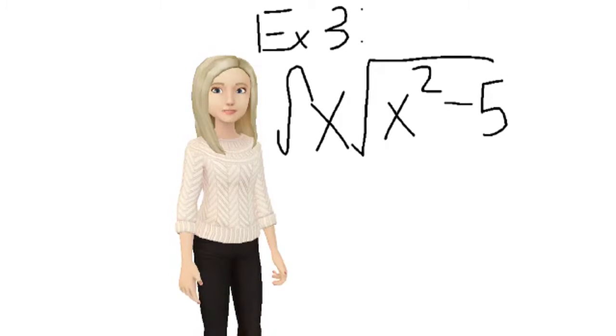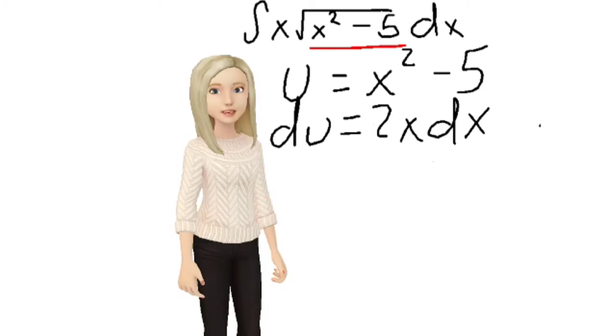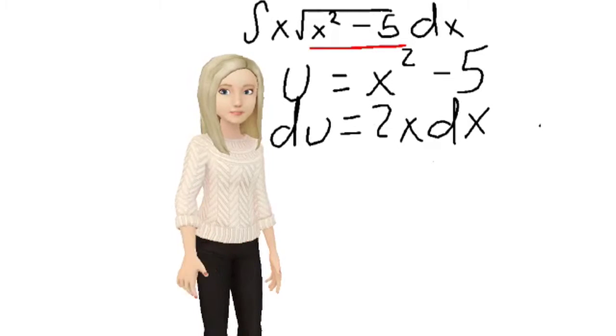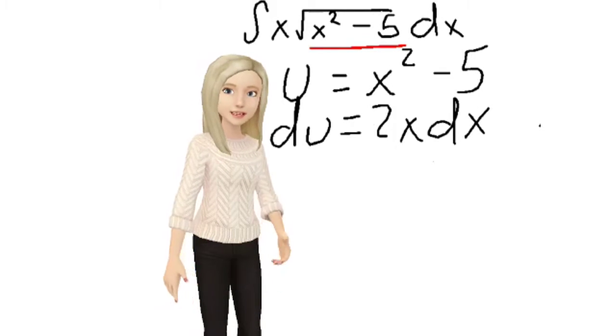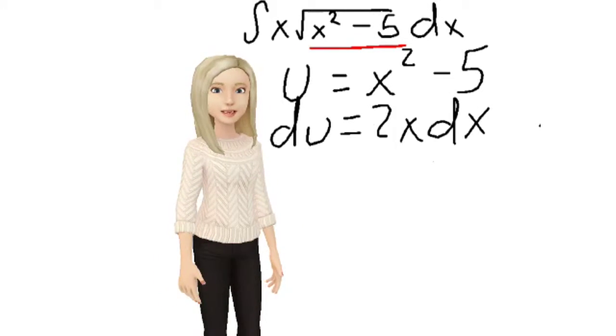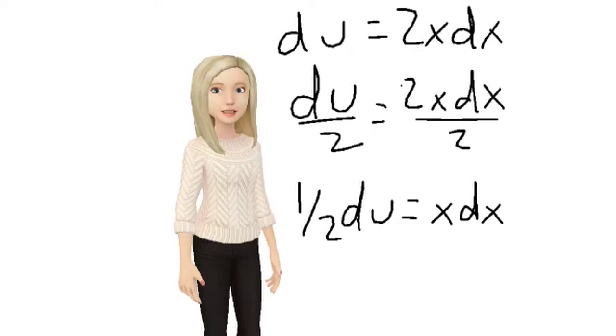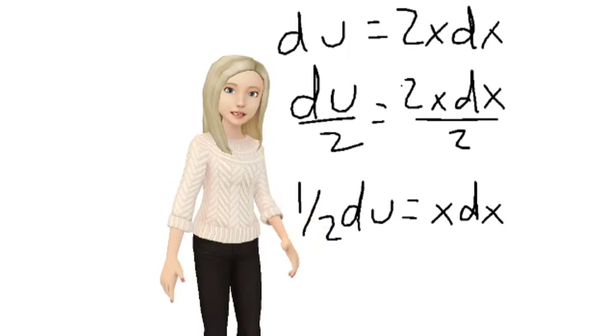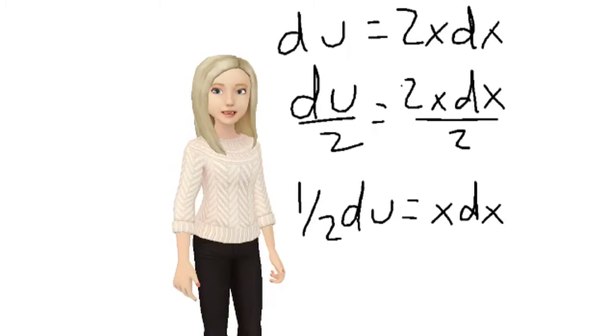Example 4 is another u substitution problem. You will substitute x squared minus 5 and put a u in its place. u equals x squared minus 5. You will take the derivative of the u and the answer will be 2 times x. Since du and dx are not equal, you will divide the 2 on the dx side. The du side will be 1/2 du.